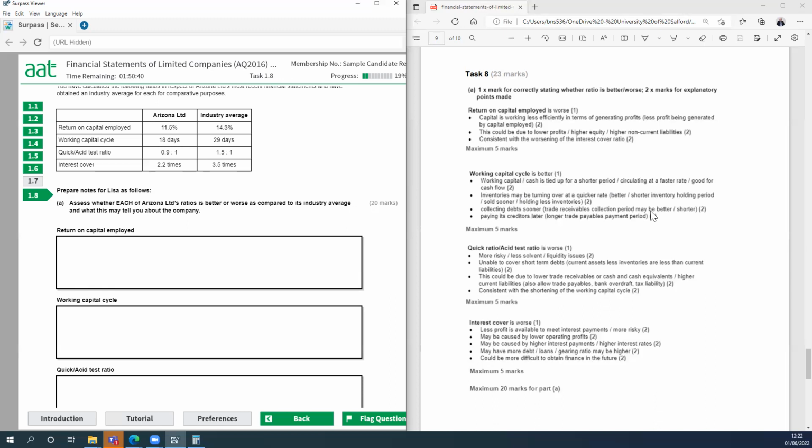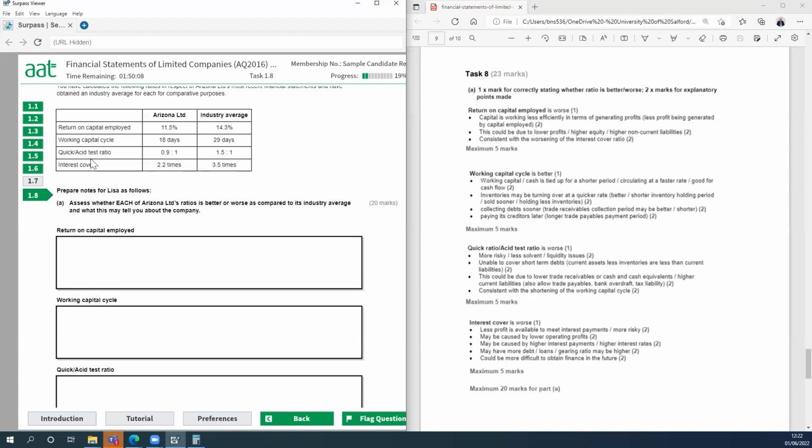So look at your trade receivables. You might be collecting them quicker than the industry average, or you might be paying your creditors later, so longer trade payables payment period. Just take those a bit of time. So inventory. You're collecting your debt sooner, trade receivables collection period, or you're paying your creditors later. Again, they're the reasons why it could be better than the industry average. Okay, but again, state the obvious.